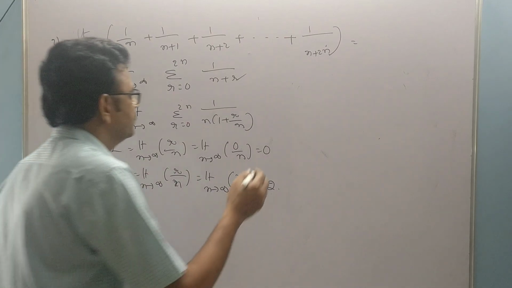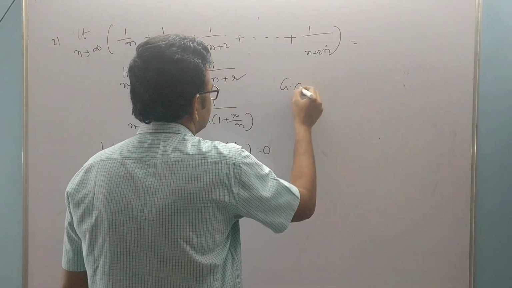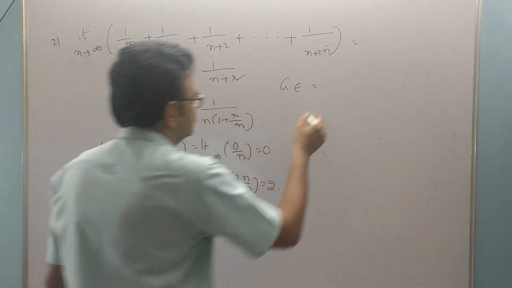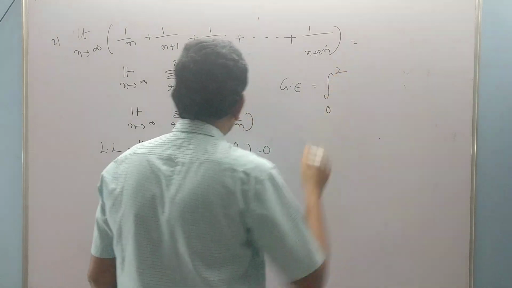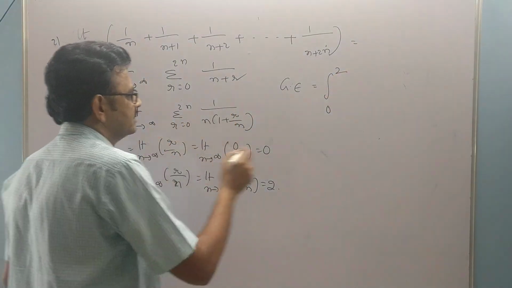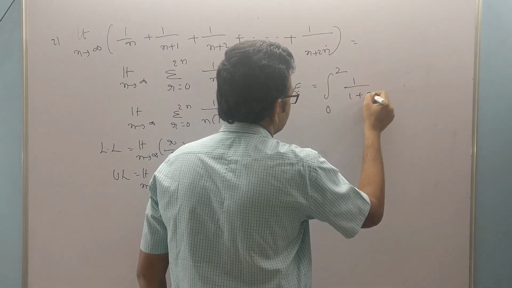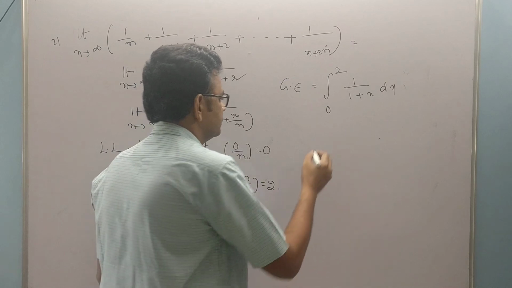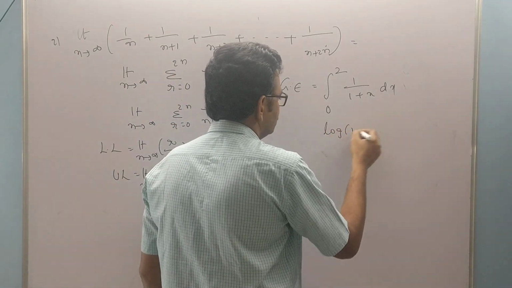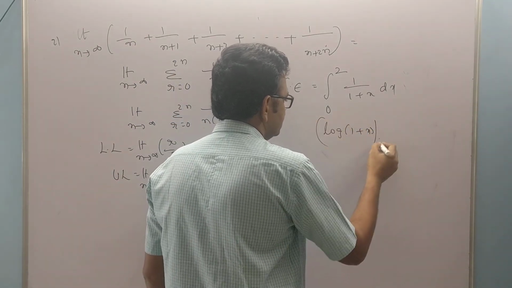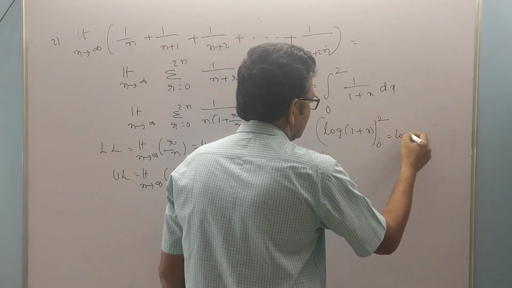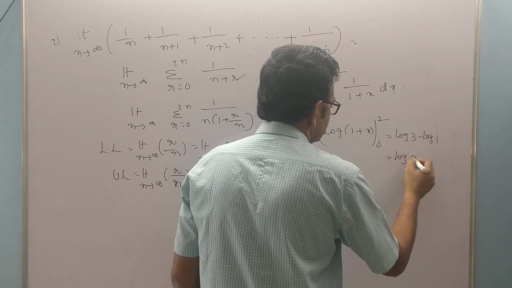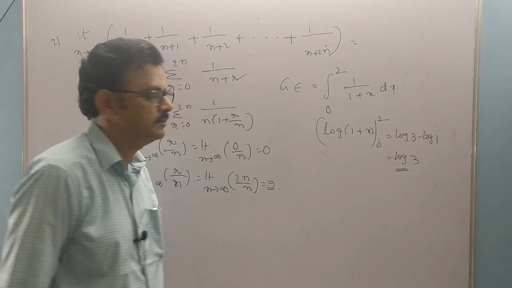Now therefore the given series is equal to integral 0 to 2 of 1 by 1 plus x dx. The integral of 1 by x is log x, so this is log of 1 plus x, limits from 0 to 2, that is log 3 minus log 1. Log 1 is 0. So log 3 is the answer.